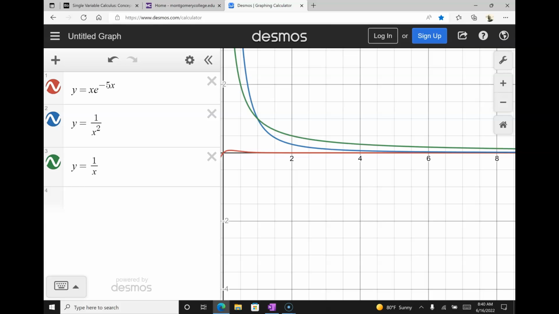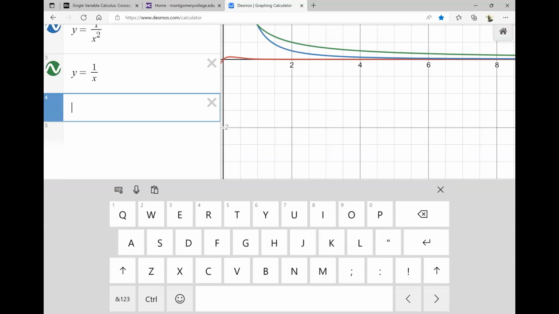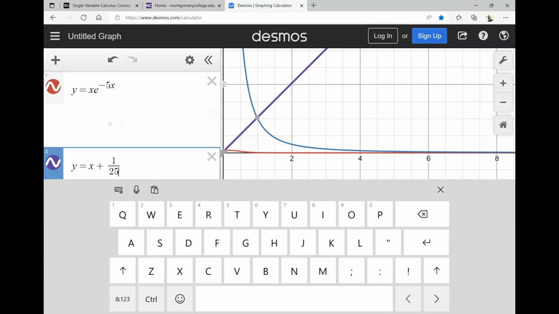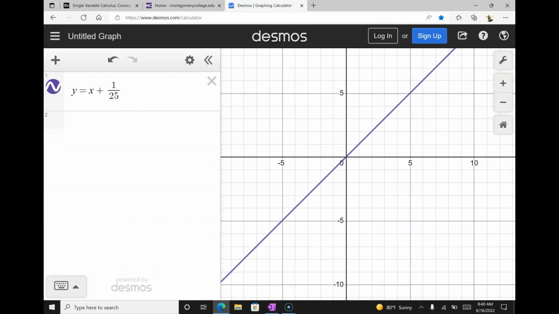The blue is my 1 over x squared, right? The green is my 1 over x. That one I know diverges, but the other ones are smaller. The key is 1 over x squared converges, so I know that. But then I'm trying to do this limit, trying to think if I need L'Hopital's. I'm going y equals x plus 1 over 25. And let me get rid of my other pieces here. Where is it going? It's going up forever and ever. I know how that behaves.